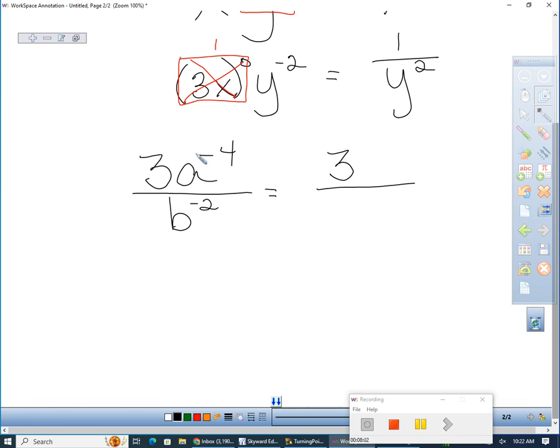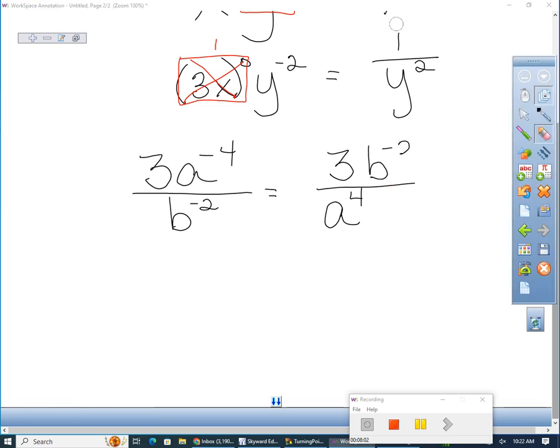Let's move to the next one. We have a to the negative 4. Where should that go? To the basement, and what happens to the exponent? Becomes positive 4, right? On the bottom, we have b to the negative 2. Where does that go? To the top, and what happens to that exponent? Becomes positive. So it'd be b squared, exactly. And that's all there is, right? All you have to do is move them. If you have to simplify them, if it's a number, fine. But you just move the negative exponent.